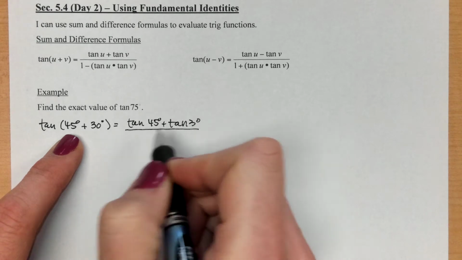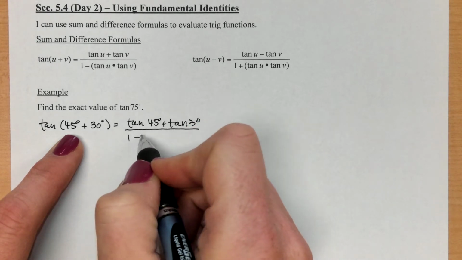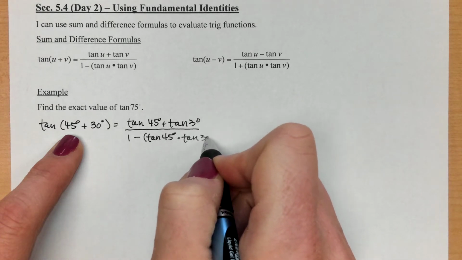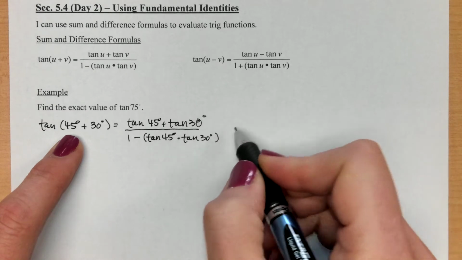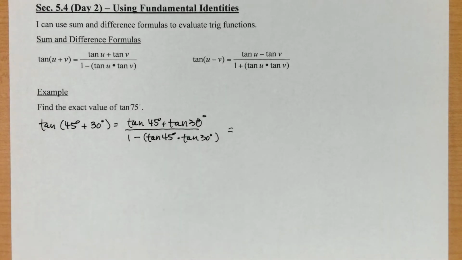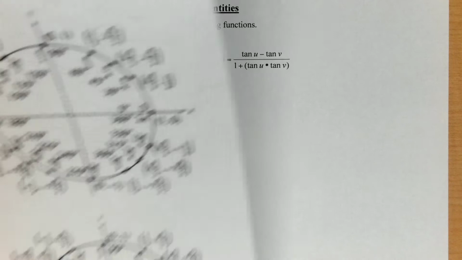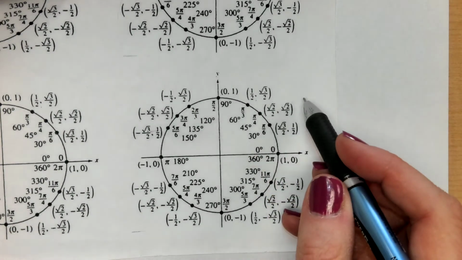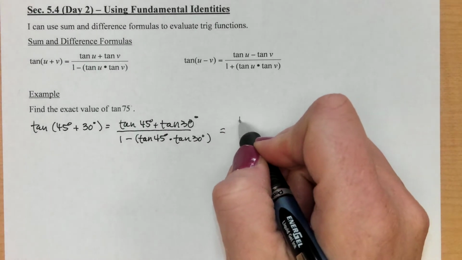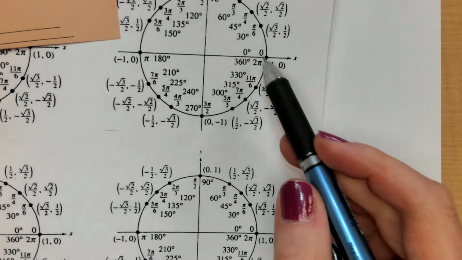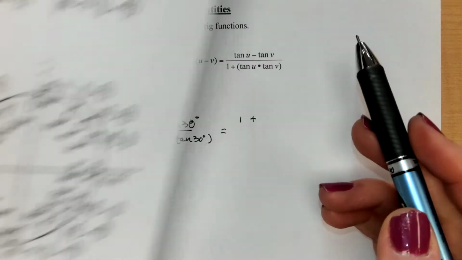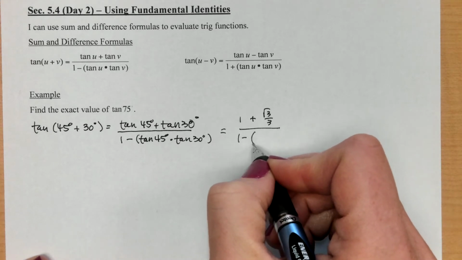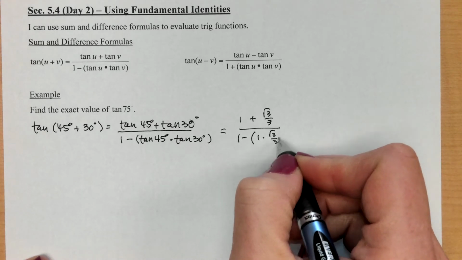And then on the bottom it's 1, and then the opposite of whatever we did on top. And then it's these two multiplied. Oops, 30, not 3. And now we just need to use our unit circle to come up with all the values that we need. So tangent at 45, and hopefully you have these filled in on your circle. We filled them in in chapter 4. So tangent at 45 is a 1. So you've got 1 plus tangent at 30 degrees right here, which should be square root of 3 over 3, over 1 minus, and then those two values are being multiplied.